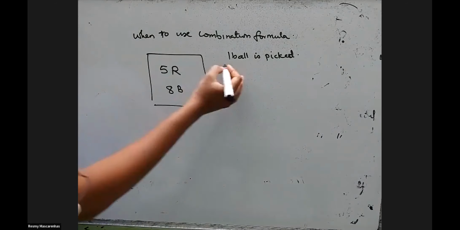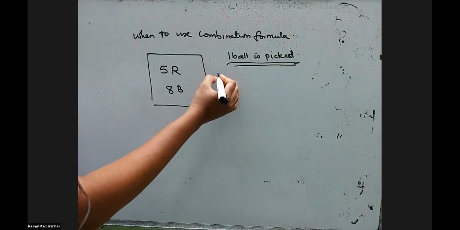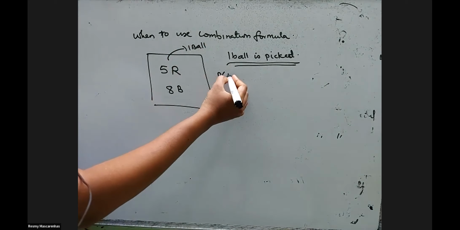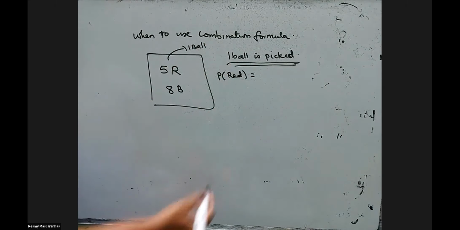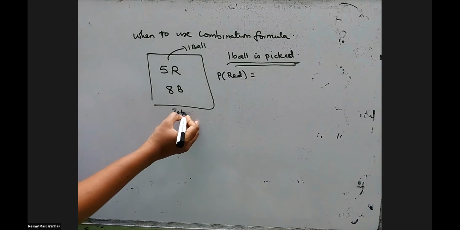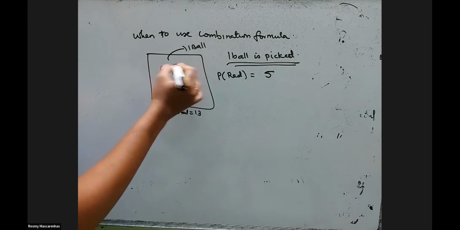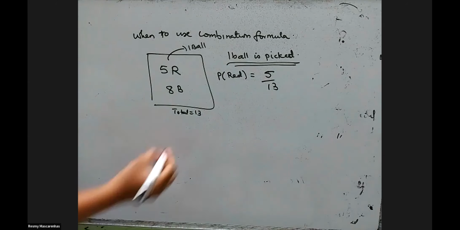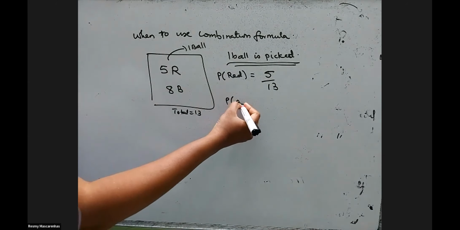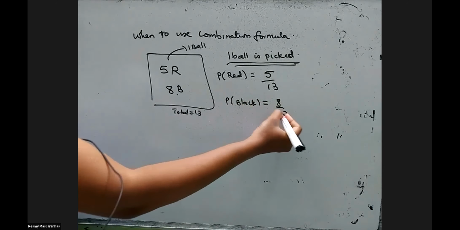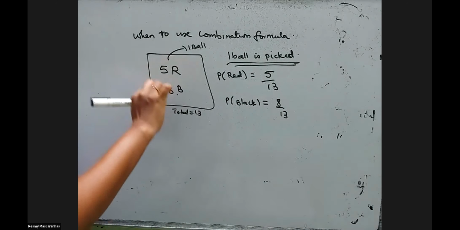Whenever one ball is picked, now I want to find the probability of red. It is very simple. It's always this upon the total, which is how many? 13. The probability of red is 5 out of 13. Someone asks you what is the probability of picking a black ball? It is 8 out of 13. So we normally divide by the total sample space.